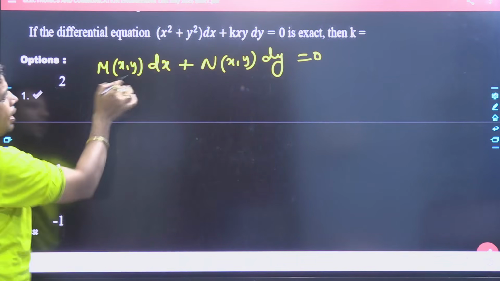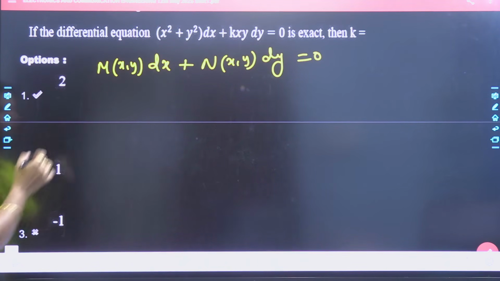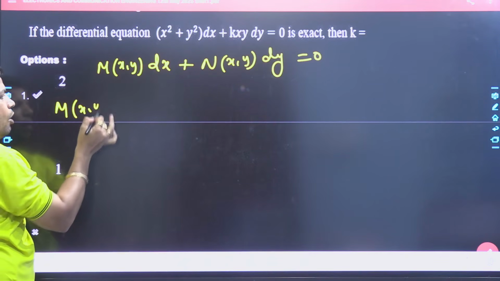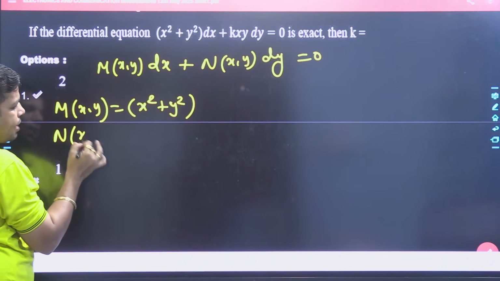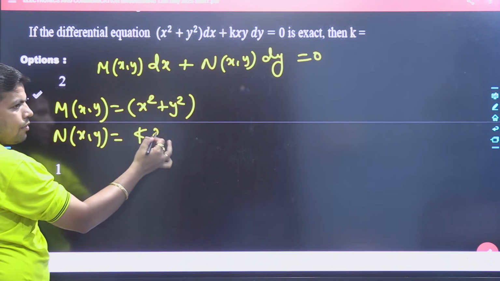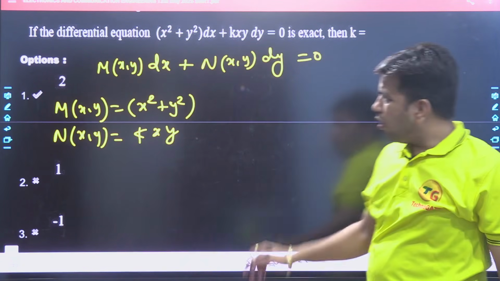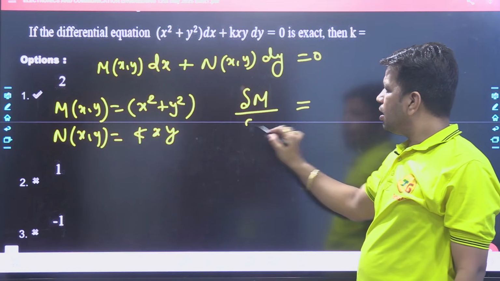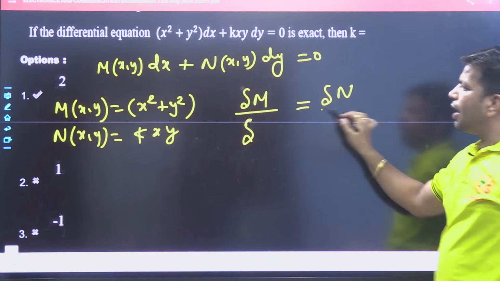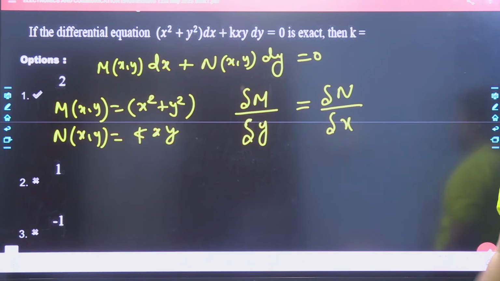So we can say that M of xy is x square plus y square, and N of xy is kxy. Now we know that the differential equation is exact. So if we take the partial differentiation of M with respect to y and the partial differentiation of N with respect to x, they would be equal. That would be the condition.